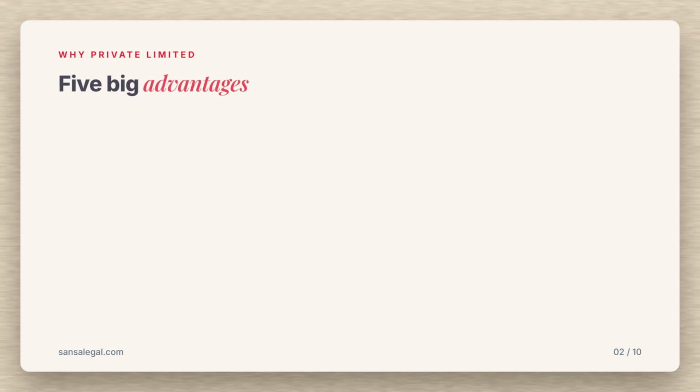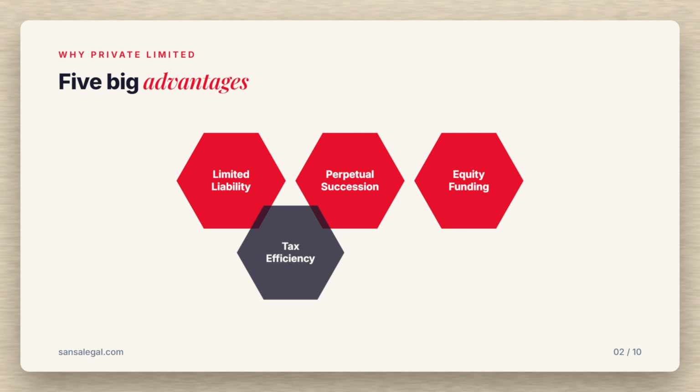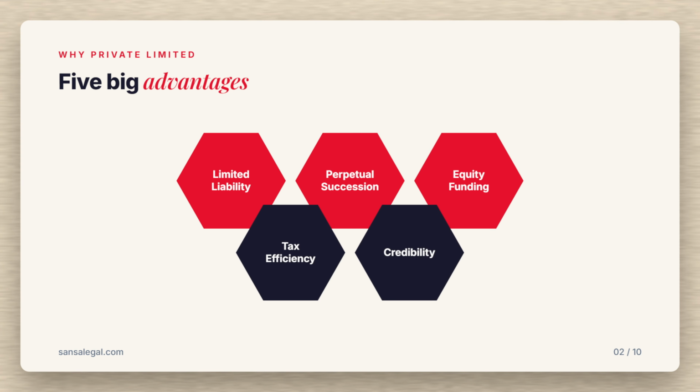A private limited company gives you 5 big advantages. Limited liability, so your personal assets are shielded from business debts. Perpetual succession, so the company outlives changes in ownership. The ability to raise equity funding from investors. Tax efficiency through lower corporate rates. And credibility with customers, vendors, and banks.